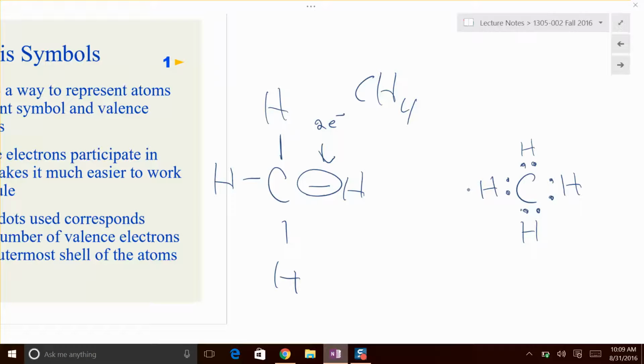The Lewis dot symbol for just the element you can represent as well by just showing the valence electrons on that element. That's what we're showing here. These are just the valence electrons.